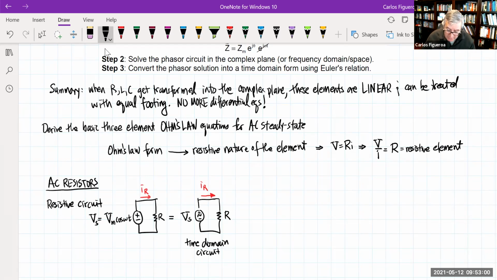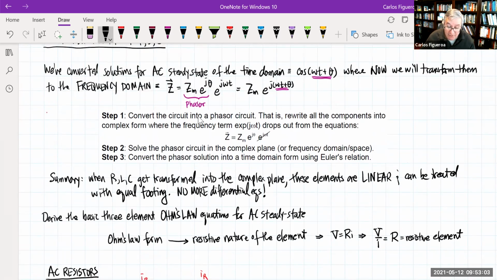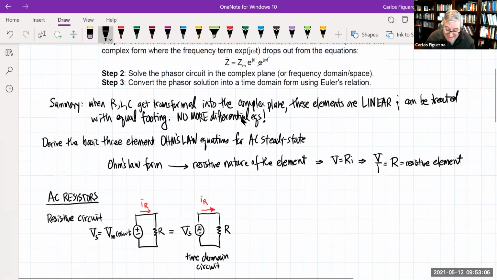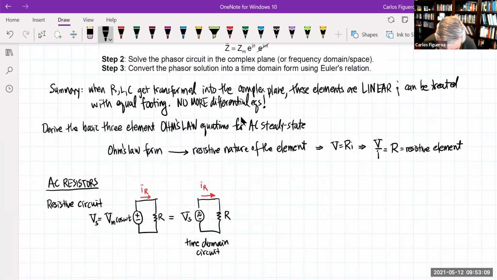So the goal here is to do what? I want to convert the circuit into a phasor circuit, so that in the end, this is what's going to happen. There's a conversion factor. So I want to convert to a phasor circuit. Now, for the resistor, it's not that big of a deal because it's going to look almost identical, but there is a difference. Look at the difference here.